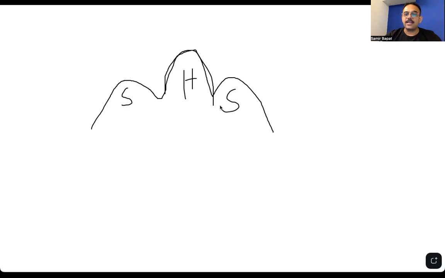Correct? Raincoat. Yes, Anurag is saying raincoat. Yes, perfect example of a raincoat. If someone is wearing a raincoat and it's a little bit fluffy, then this is how it will look. So you will have a shoulder, you will have a head, and one more shoulder. Correct? How many of you can imagine? Yes? Okay.